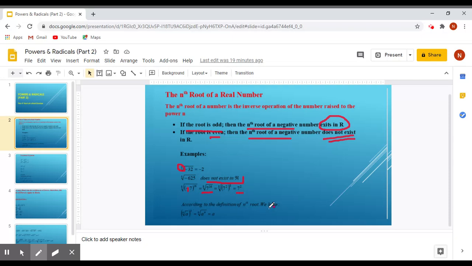Now, according to the definition of the nth root, we have the nth root of a, all to the power n, is equal to the nth root of a to the n. Now, this n cancels out this n, and we will get a as our answer.